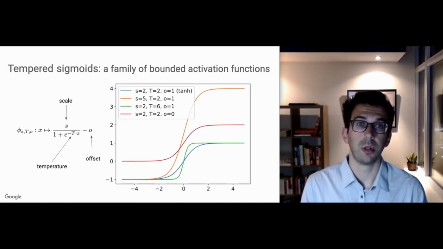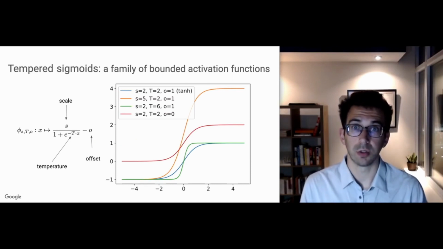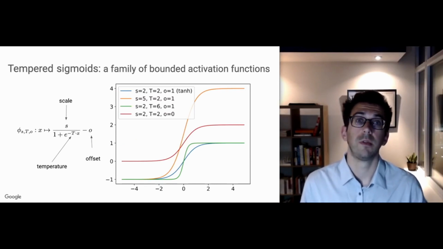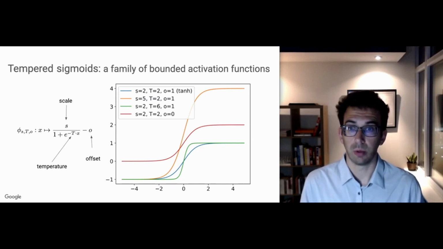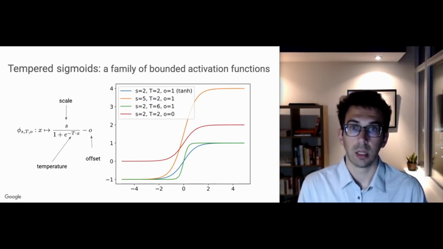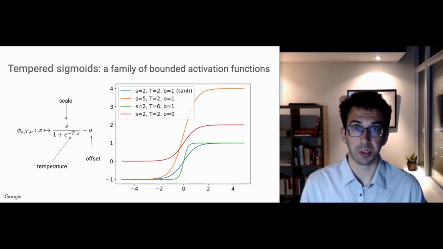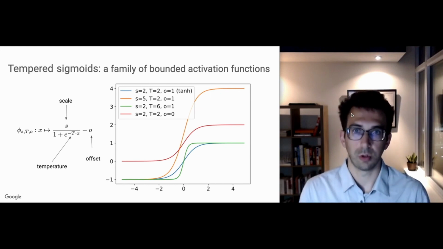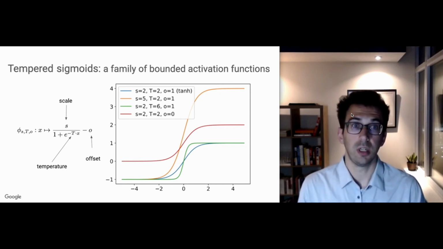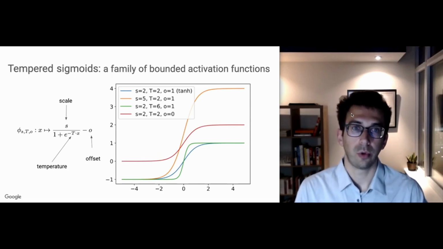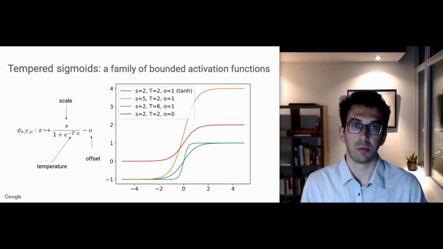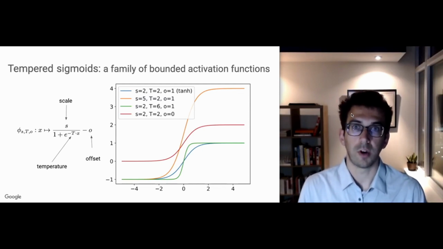Based on this intuition, we propose to replace the unbounded activations that are typically used in deep neural networks with a general family of bounded activations called the tempered sigmoids. The tempered sigmoids are a family of functions that take the form of the equation to the left of this slide. And here I've highlighted in particular the 3 parameters that allow us to explore this family of functions. S controls the scale of the activation, T is the inverse temperature, and O is the offset. To the right, you can see 4 example triplet values for these parameters and the corresponding function shape.